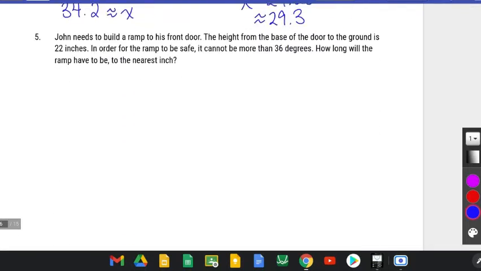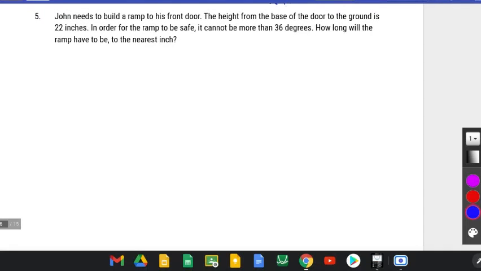We do have a word problem down here. And this is where you're going to see some real-world applications of trig. And trig is actually a very common thing to use, whether it's in construction or engineering. John needs to build a ramp to his front door. The height from the base of the door to the ground is 22 inches. In order for the ramp to be safe, it cannot be more than 36 degrees. How long will the ramp have to be to the nearest inch?